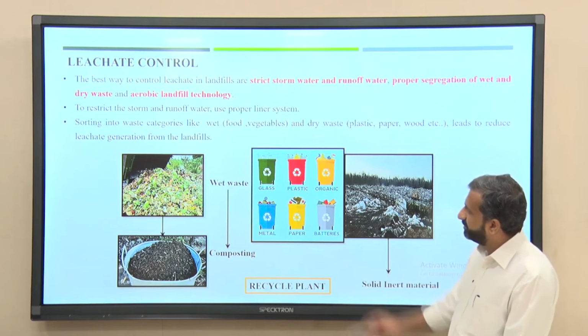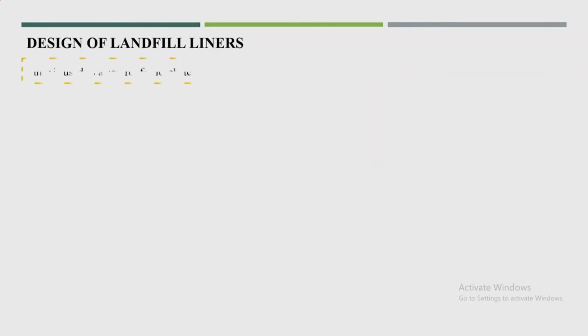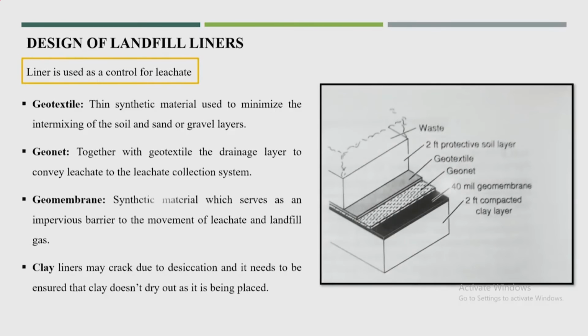So, I think same thing to restrict the storm and runoff water, and sorting into the waste category like food waste, dry waste, and biological waste should not enter into the landfill area. So, how to design the landfill liners?